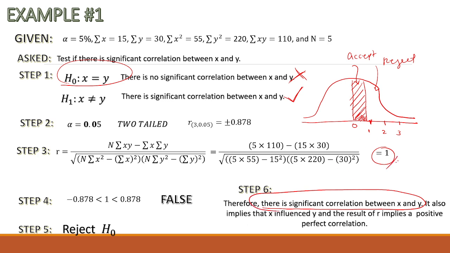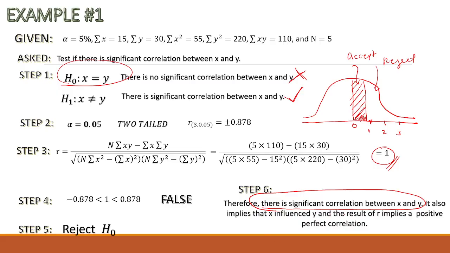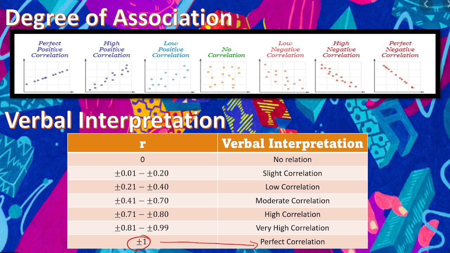Now, ano naman yung verbal interpretation ni 1? Tingnan natin dito. Ang 1 natin ay naandito, class positive or negative 1, which is perfect correlation siya. Meaning to say, the result of R, yung R na nakuha natin, which is 1, implies a positive perfect correlation. Okay, tatandaan ha. Positive perfect correlation. Okay, based doon sa nakuha natin na verbal interpretation.